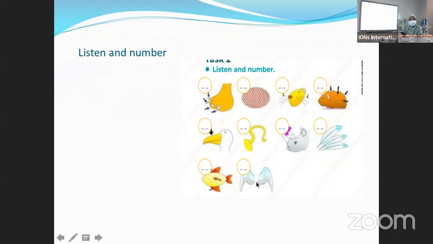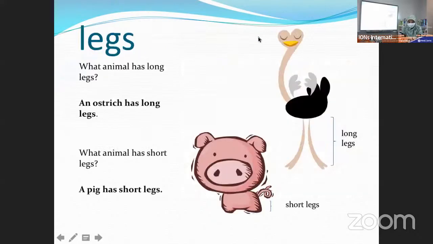One. Whiskers. One is whiskers. Which one? Anyone knows which one is whiskers? How about this one? Or this one? Or this one? Oh, this one. This one is whiskers.